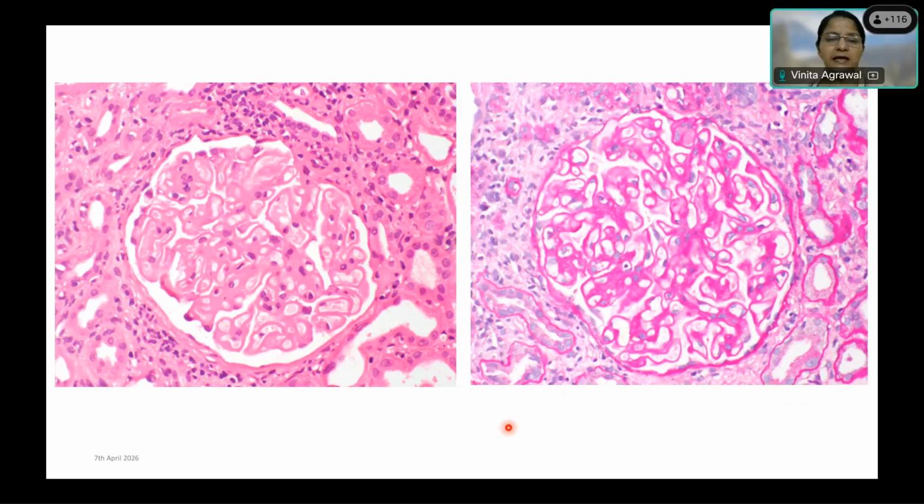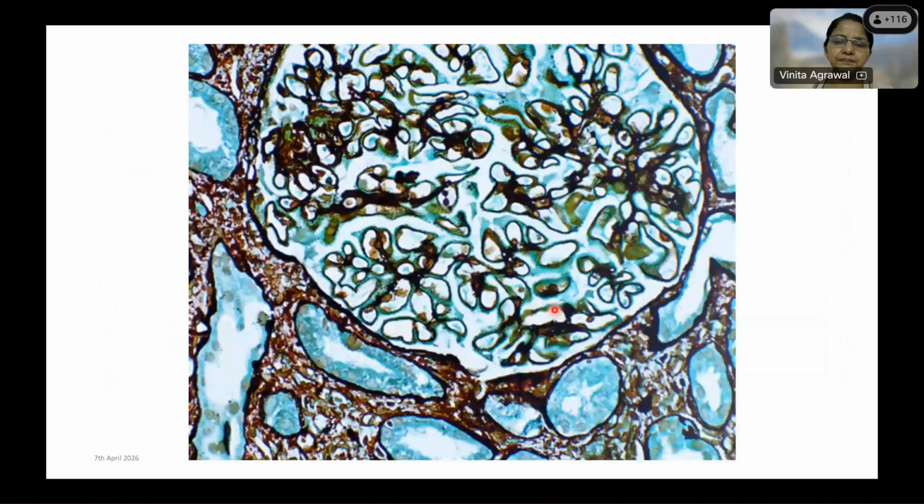Okay, let me go to the next picture. So what do you see in this? What is this stain? The silver stain, methenamine stain, ma'am. Very good. So what do you see? Some spikes, membranous spikes. Okay, so you see some membrane thickening and spikes.